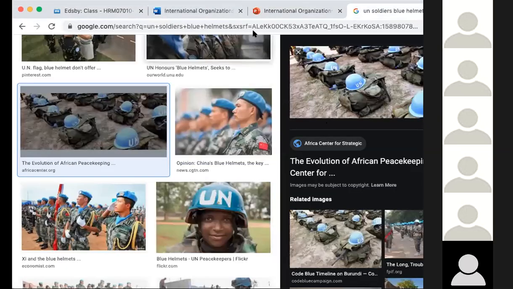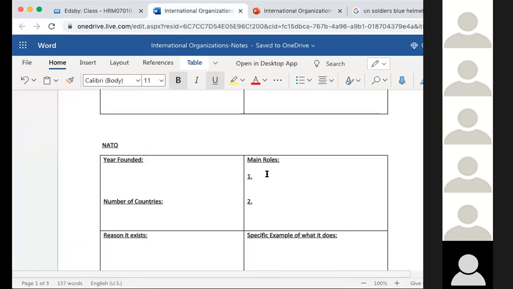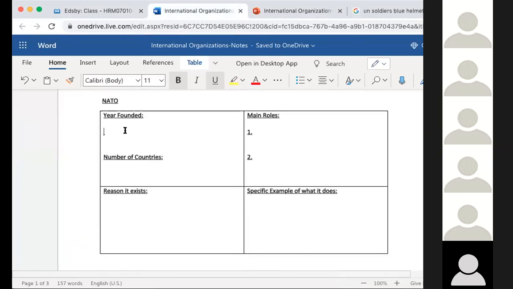Let me find mine. Not that. There we go. So we'll go to NATO. Emma, what year was NATO founded? When did this organization come into being? 1949. Okay, good. And Callie, how many member nations are there? 28. 28. Guys, what NATO is, it's a defense alliance.